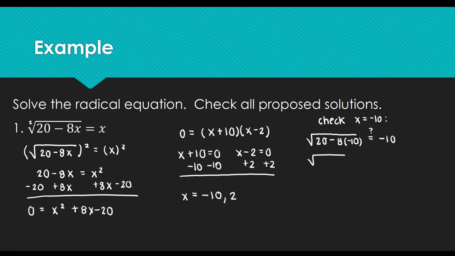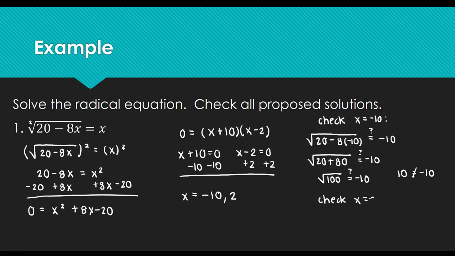So when I have two negatives multiplied together, that really becomes positive. And 20 and 80 turn into 100. When we take the square root of 100, we get 10, and notice that 10 does not equal negative 10. So actually, negative 10 is not a solution. I cannot circle that. So that's why it's important that we're checking our answer.